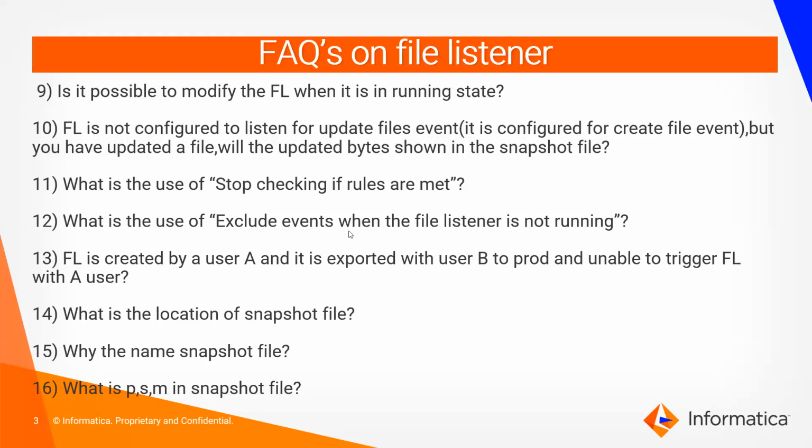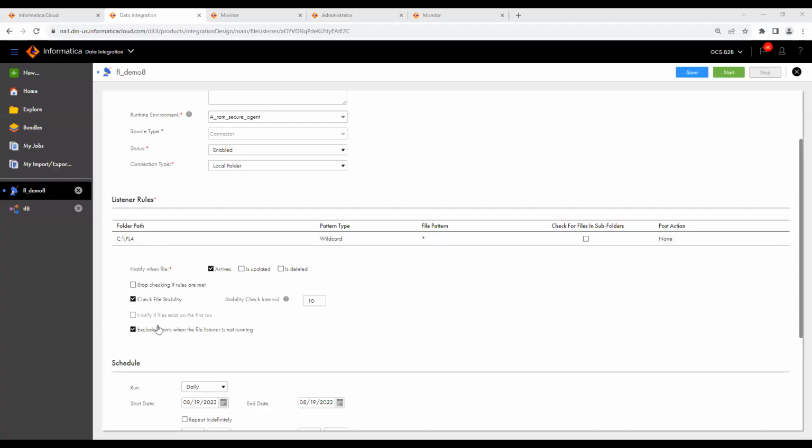And what is the use of exclude events when the file listener is not running? That means if the FL is not running and FL is in stopped state, and in the folder that is configured, for example, C:FL4, you have created some files, you have deleted, you have updated. If you want to exclude those events in order not to reflect for the file listener, then you can check this option. So this is the option exclude events when the file listener is not running.